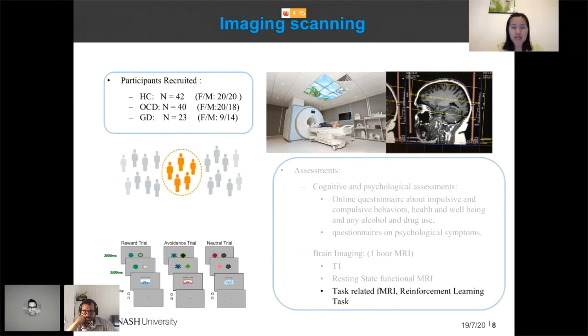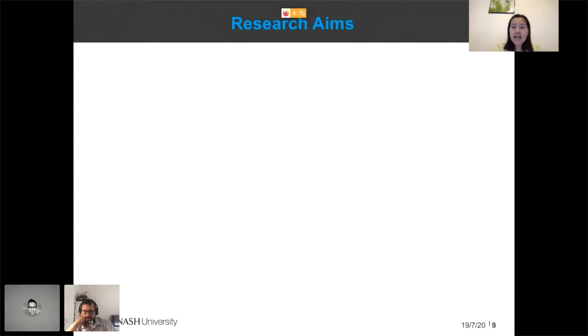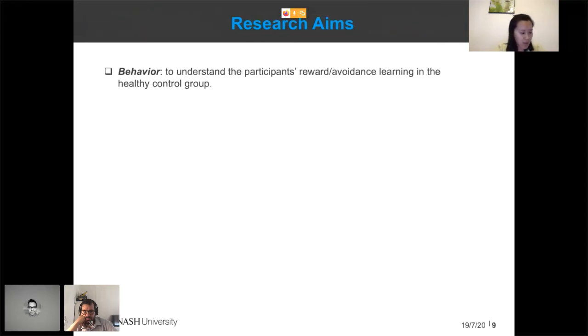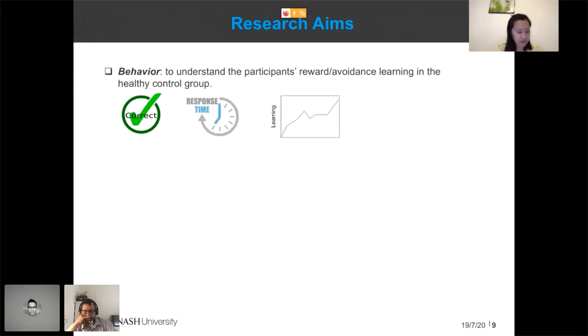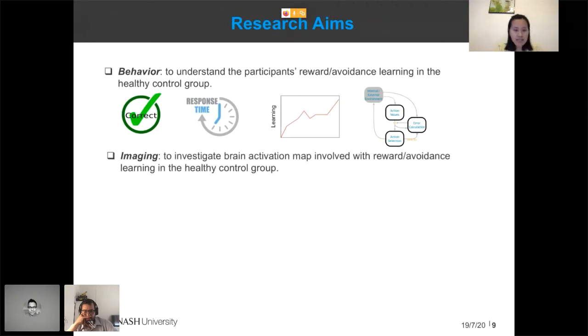Here, 42 healthy controls, 40 OCD, and 23 gambling disorder patients were recruited for the project. Using the learning task in combination with neuroimaging techniques, our research aims are split into three levels. At the behavior level, we are going to understand participants' reward and avoidance learning in the healthy control group, using statistical analysis of participants' correct choices, response time, the learning curve, and critically, modeling to investigate the participants' computational process to perform the task. The modeling is then used for model-based fMRI analysis, linking the behavior to brain activation. At the imaging level, we investigate the brain activation map involved in reward and avoidance learning in the healthy control group.